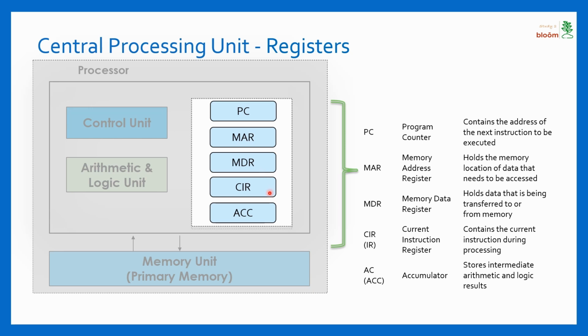And CIR or IR, it is the current instruction register. It contains the current instruction that is being processed. Then ACC or AC, that is the accumulator. It stores intermediate arithmetic and logic results.